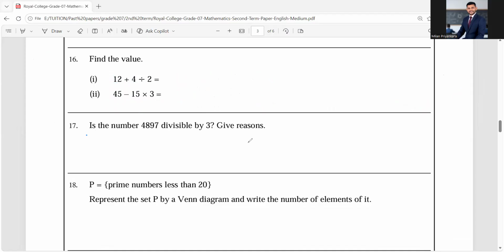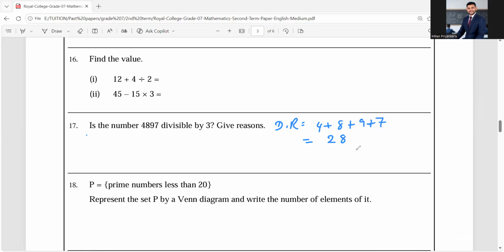17. Is the number 4,897 divisible by 3? Give reasons. So you know how to check divisibility. You add all the digits of this number and get the digital root. If the digital root is divisible by 3, this number is also divisible by 3. So let's find the digital root. 4 plus 8 plus 9 plus 7. 4 plus 8 is 12. 12 plus 9 is 21. 21 plus 7 is 28.